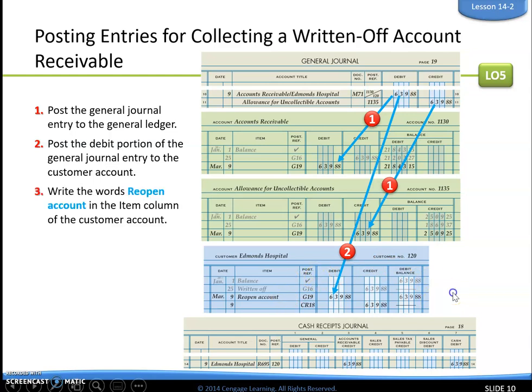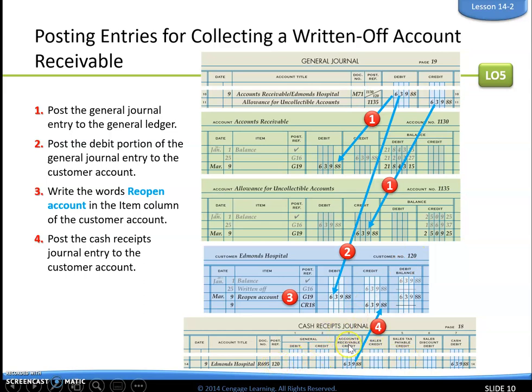Okay. So once we're done posting from our general journal, we're going to put those account numbers up here. And then they're also showing us our posting from our cash receipts. So here for this one, we're only posting to Edmonds Hospital, and that goes with the accounts receivable. Remember, for Edmonds Hospital, we're going to look at the accounts receivable column. That's a credit. That becomes a zero balance, so we draw that line through it, and the account number 120 will go to our post reference column.